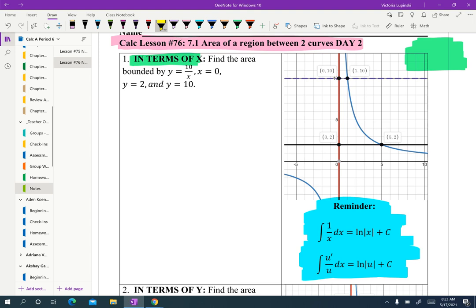When you see in terms of x, please make sure you know that in terms of x is always meaning top minus bottom, which again is all we've learned so far, but we're going to change that in a couple of minutes. But for now, in terms of x always means top minus bottom.